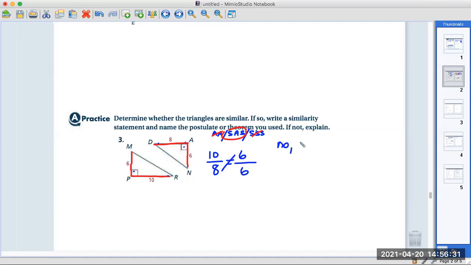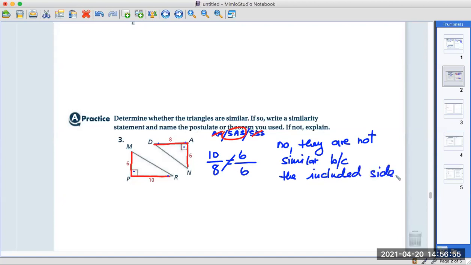So my answer is no. They are not similar. And then I have to say why, because they're asking, if not, explain: because the included sides do not form a proportion. So that would be an example of SAS, but unfortunately it doesn't work because the proportions of the side lengths are not equal, the ratios.